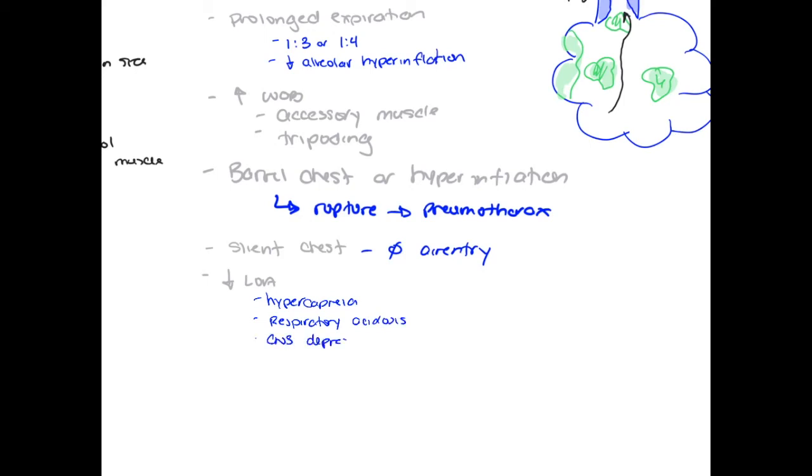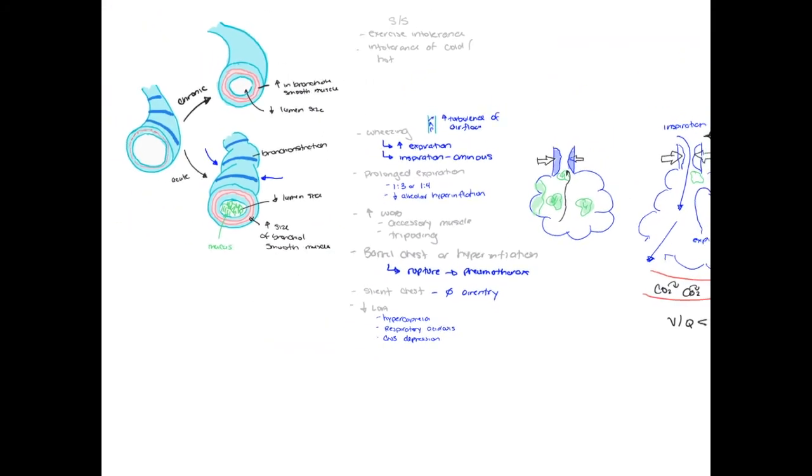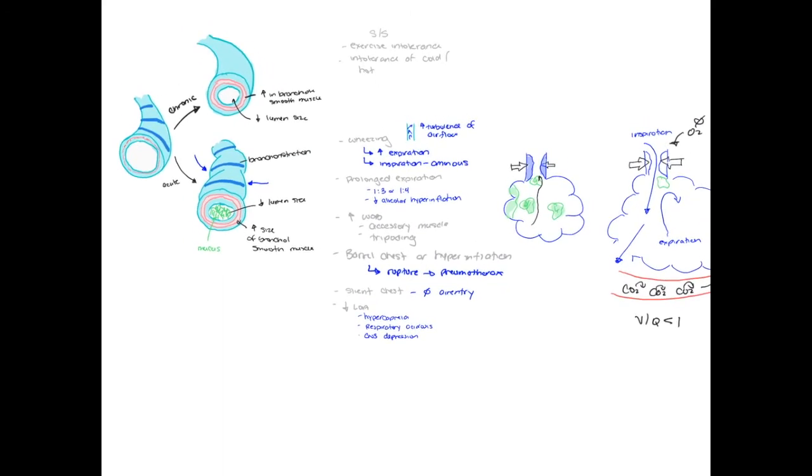So we can see wheezing, prolonged expiration, an increase in work of breathing, barrel chesting, a silent chest, a decrease in LOA. Obviously, we're going to be looking for the other signs and symptoms that we have with this, so things like a decreasing oxygen saturation, because the person is no longer oxygenating well, so we see a decrease in oxygenation, or an SpO2 is going to decrease.